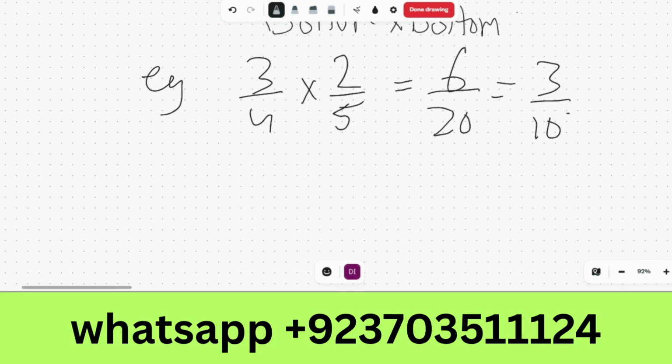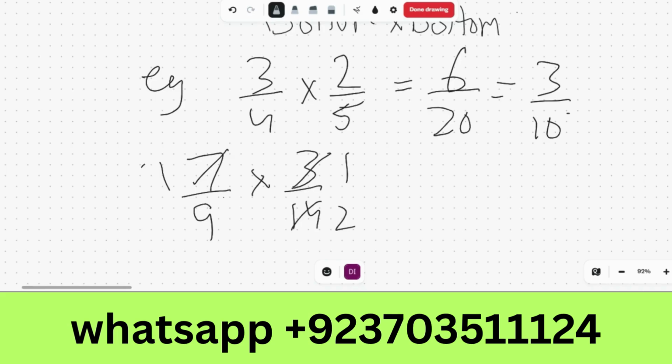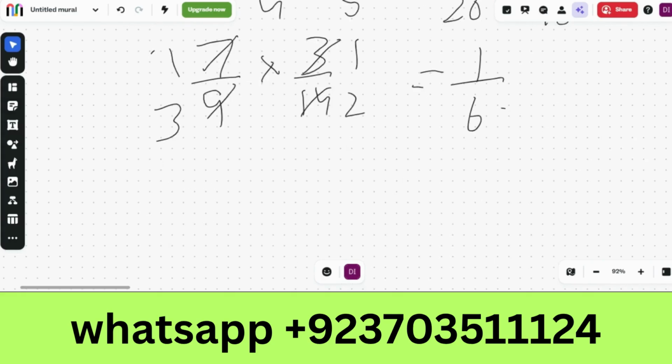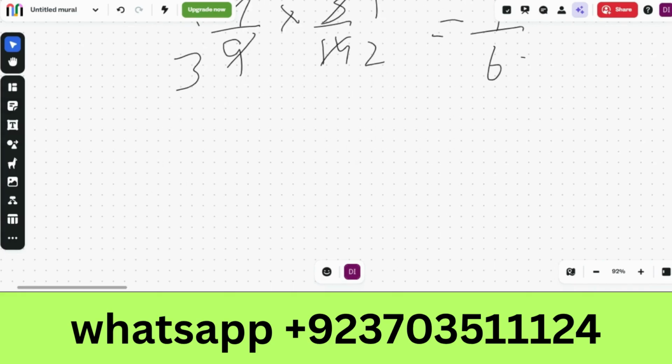Now there is an exam style question, that is 7 by 9 times 3 by 14. How are we going to do it? Simplifying, 7 ones are 7, 7 twos are 14, 3 ones are 3, 3 threes are 9, so that would be 1 by 6.